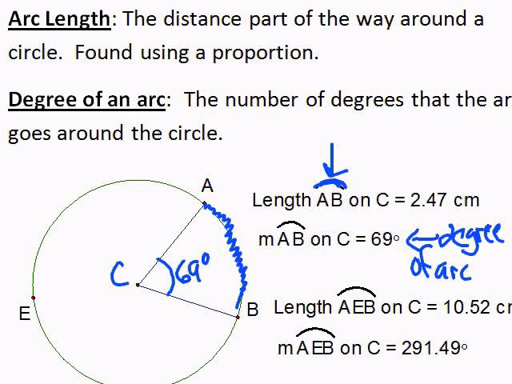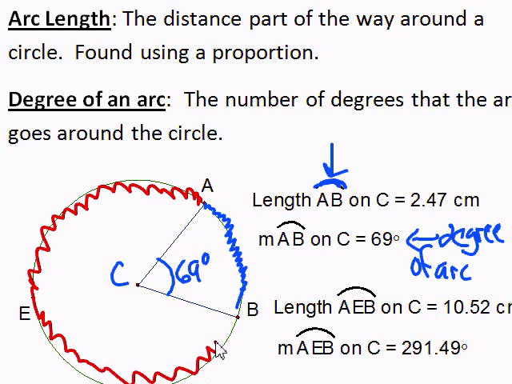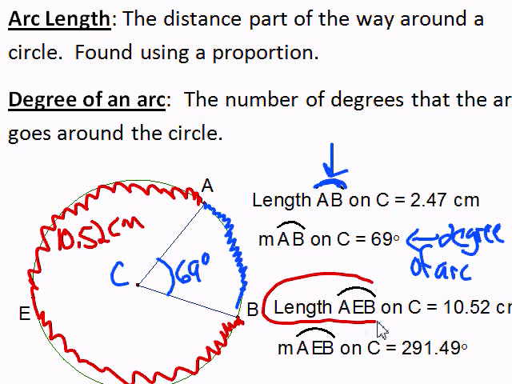Now another example I wanted to show you was length of AEB. That means we travel from A all the way over to E and then around again to B. That entire length, we're told, is 10.52 centimeters. Again, the measure is not so important. What I want you to see is that that's how we list this part of the circle in red.